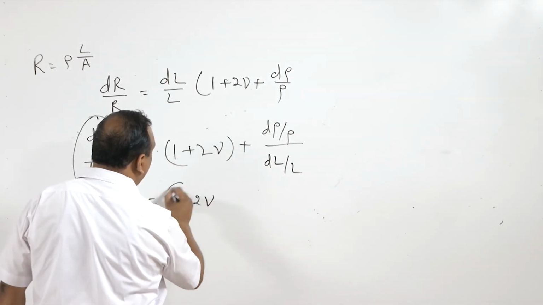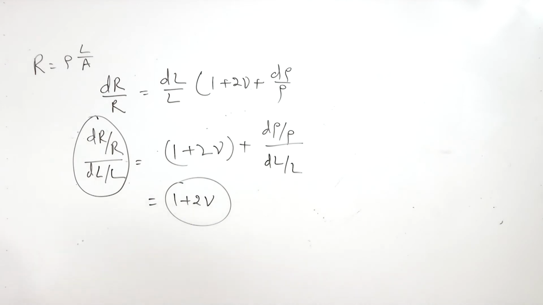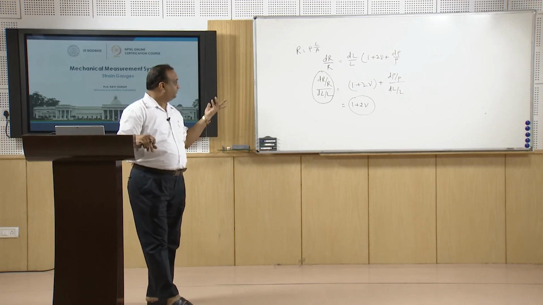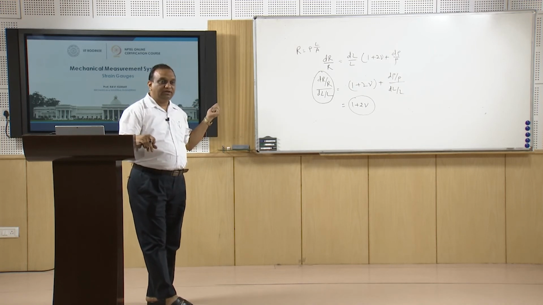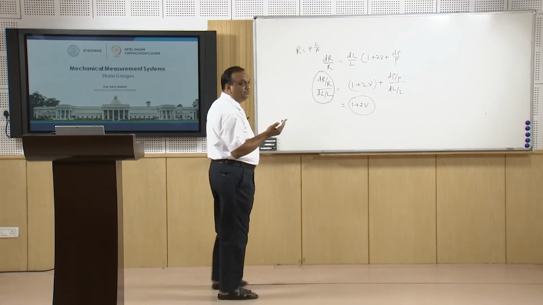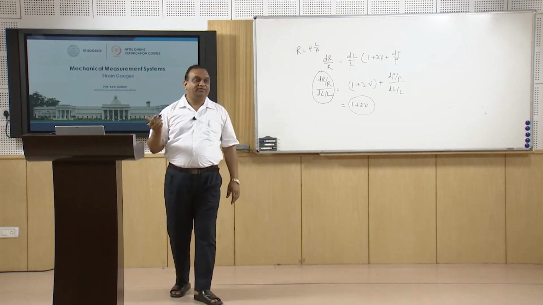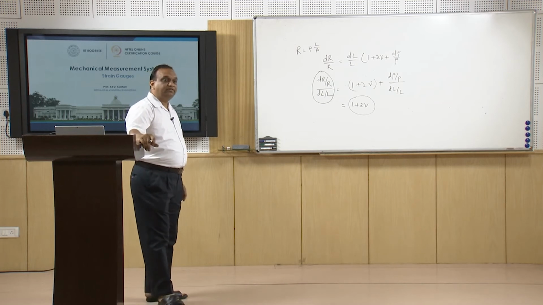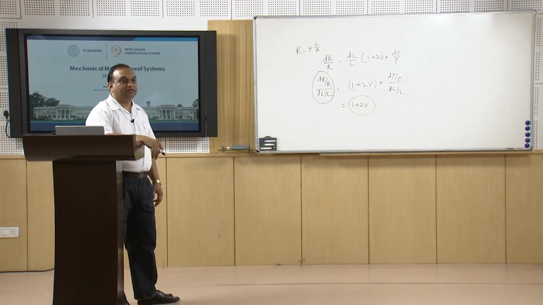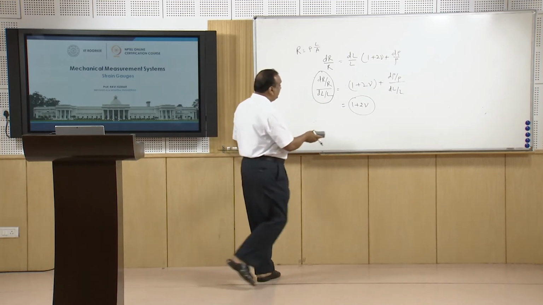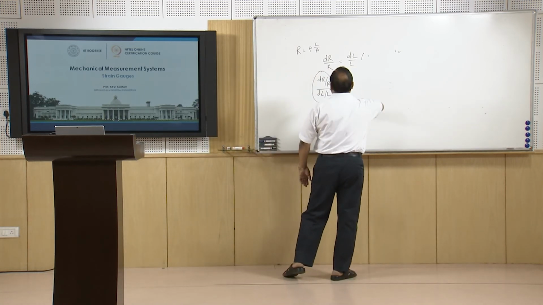1 plus 2 nu. So 2 times Poisson ratio. For metals, it varies between 0.3 to 0.4. Let us say 0.3. So 0.6, for metal it is going to be 1.6. But we have semiconductors, which have gauge factors of 100, 150 and 200 as well. That is why nowadays semiconductors and piezoelectric materials are becoming very popular for strain measurement, to work as a strain gauge.